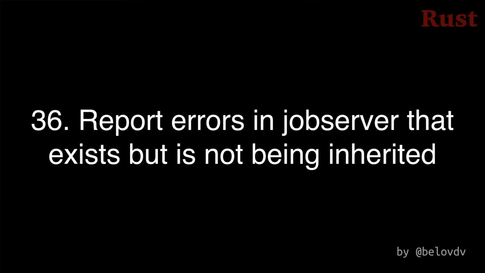Number 36. The job server helps Rust and Cargo interoperate with Make and still build things in parallel. When the Rust compiler detects that the job server isn't being inherited correctly, it emits an error, which should make it easier to debug exotic build setups.